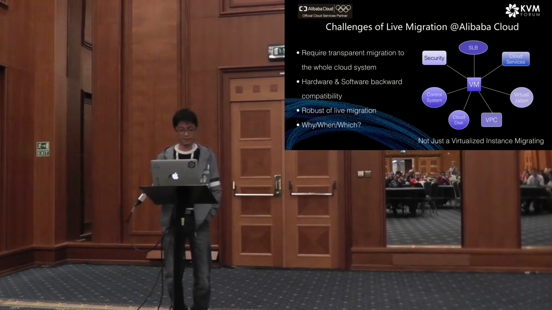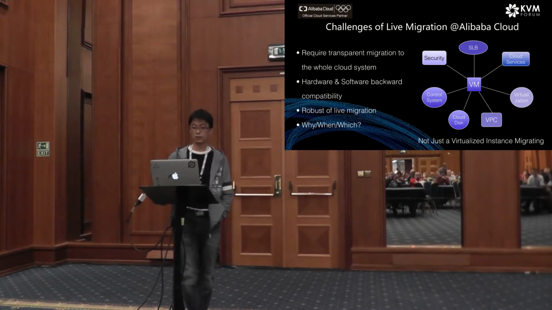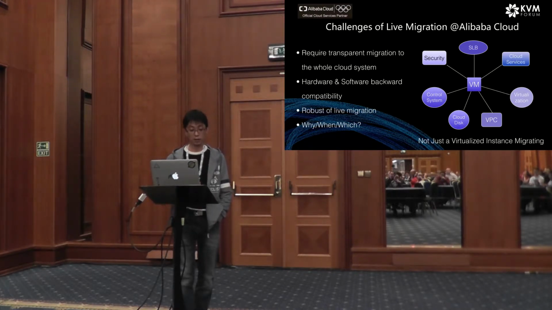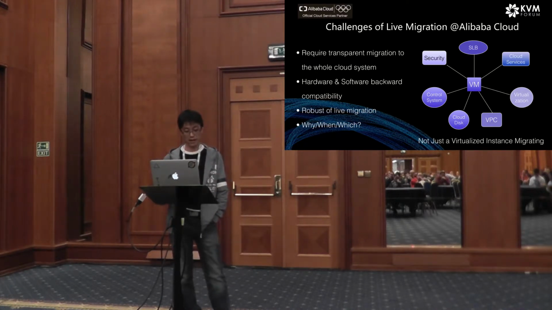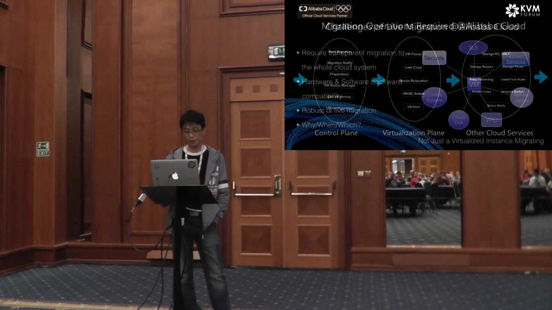Another aspect is robust live migration. As stability is a very crucial parameter for the cloud, our live migration needs a very high success rate. It is very common that almost every time, some component will not return what you expected during the migration. So what should we do when an error happens during the migration?